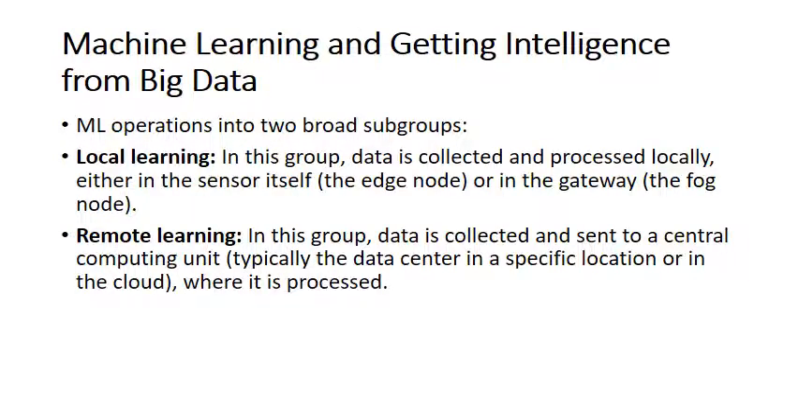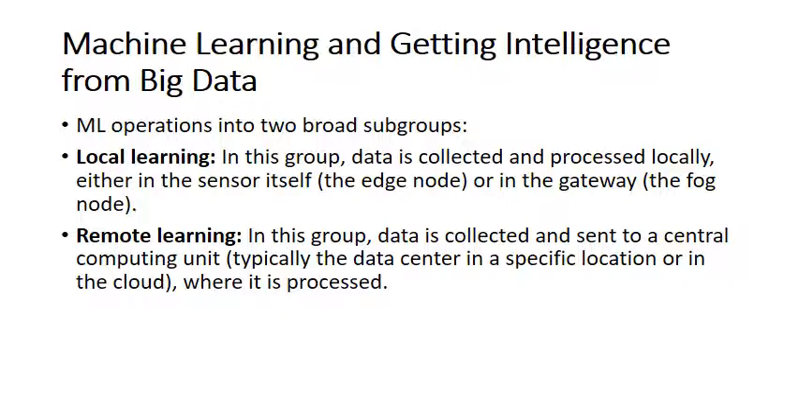Machine learning and getting intelligence from big data. There are two main categories in machine learning. The first one is local learning, the other is remote learning. Local learning means data is collected and processed locally, in the edge itself or in the gateway in the fog. Remote learning means we send this data to the cloud, where the central device takes up the processing task.